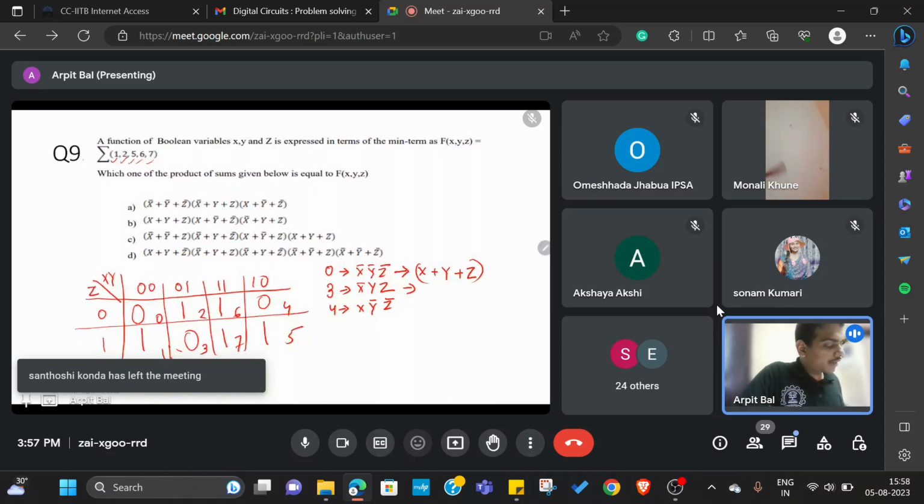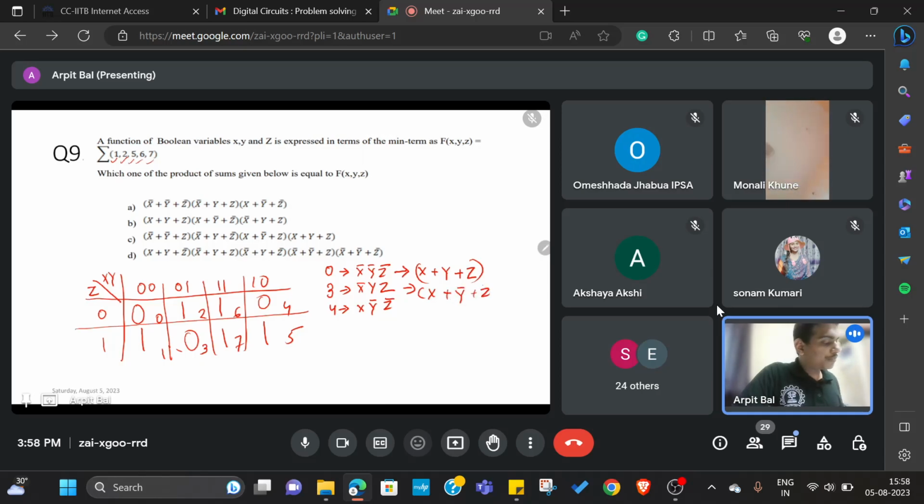Similarly, for x bar, y, z, you represent it as x plus y bar plus z bar. So please observe what I am doing here. To convert from the product form to the summation form, I am complementing the variables and putting it in a sum format. Similarly, for 4, x, y bar, z bar, we will have x bar, y plus z.